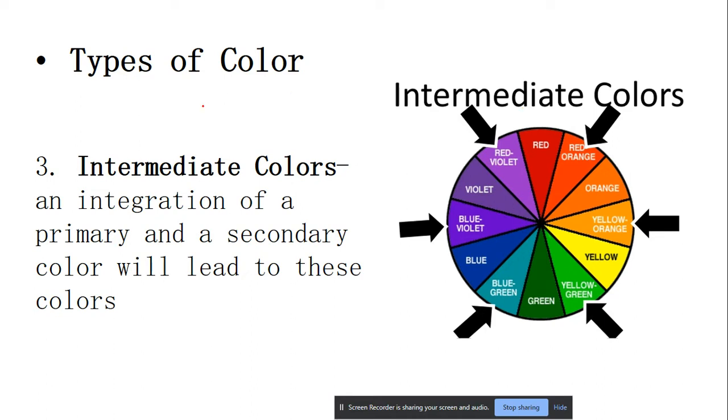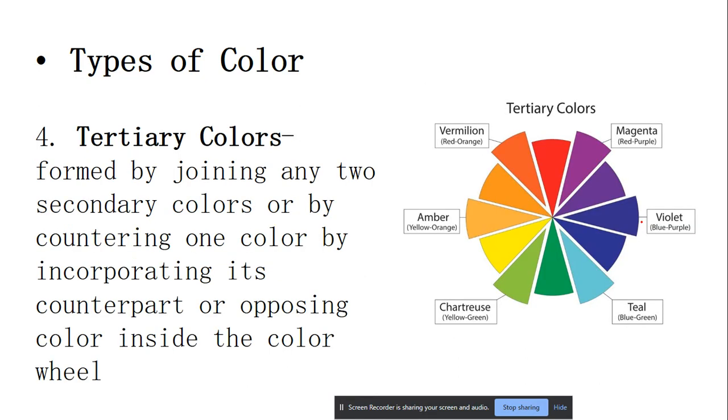So, this is the integration again of the primary and secondary colors, which results in intermediate colors. Like we have red violet, red orange, blue violet, blue green, yellow green, and yellow orange. Then the tertiary colors are formed by joining any two secondary colors, or by countering one color by incorporating its counterpart or opposing color inside the color wheel.